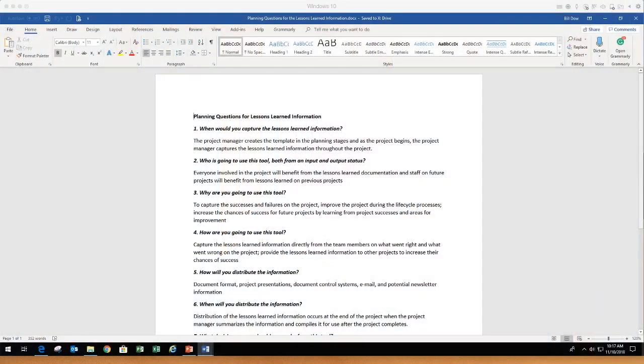So I can't stress enough, let's jump into it. Here are our planning questions for the lessons learned document. When would you capture the information? Again, you capture from the beginning of the project, not at the end. It's a waste of time at the end. Who's going to use the tool? Absolutely everyone will use the tool, because everyone should be involved in the course corrections and making sure your projects can be successful. Why do you do it?